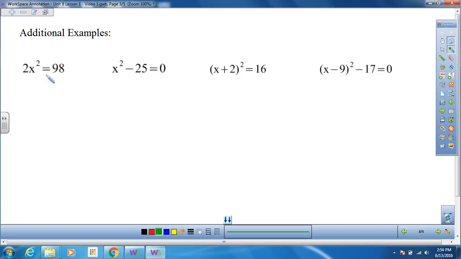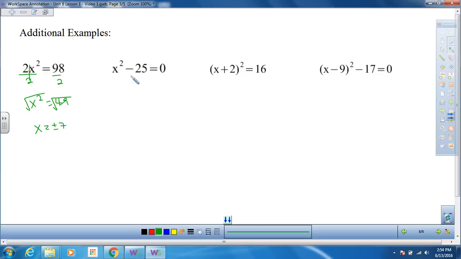Okay, so I want to get the x squared by itself. Let's divide by 2. 98 divided by 2 is 49. And then square root. So square root of 49 is 7 or negative 7. So we can write that as plus or minus. This plus minus means you have 2 solutions, positive 7 and negative 7.